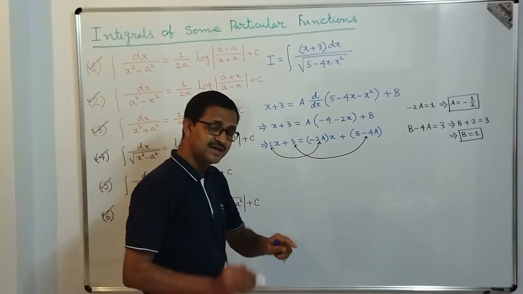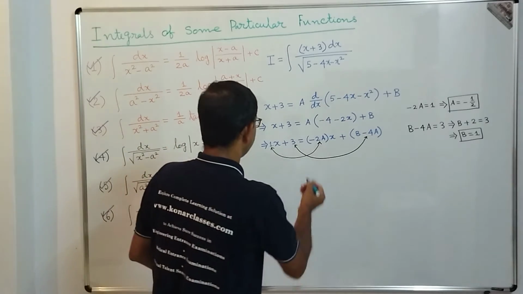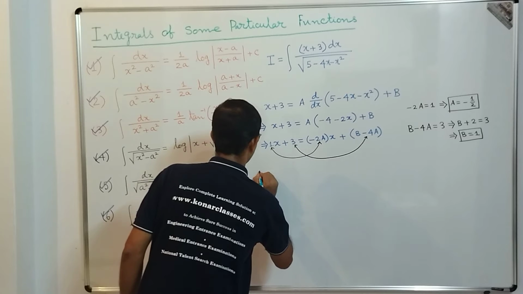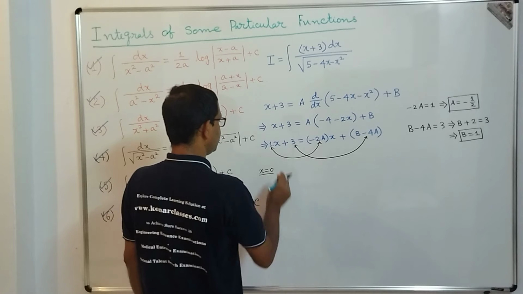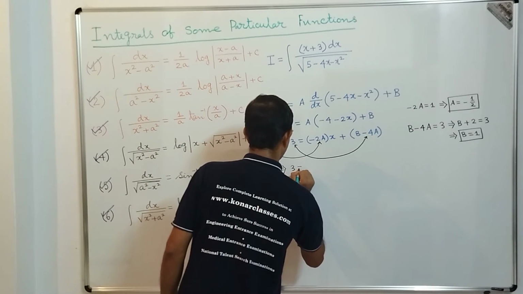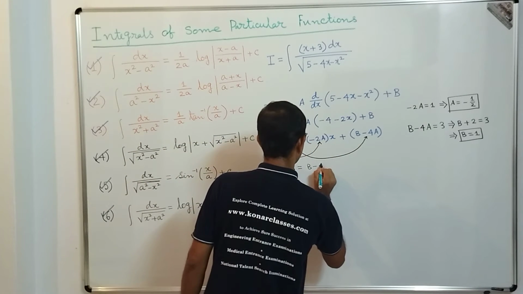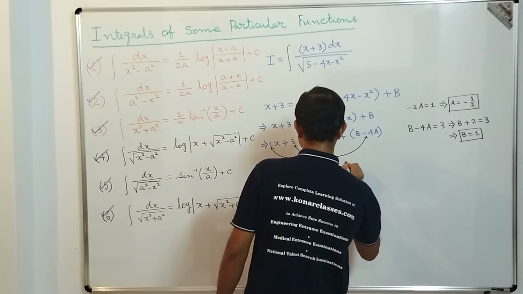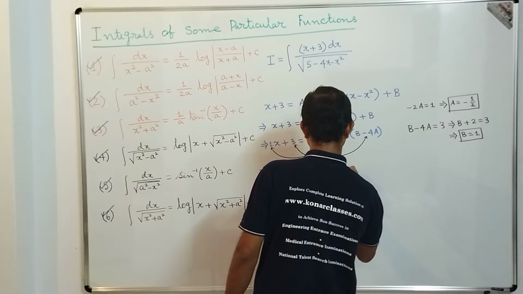As it is an identity, it can be true for any value of x. So you can apply any value of x here. Suppose we apply the value of x equal to 0. Then the left hand side will be 3 and the right hand side will be b minus 4a. So 3 is equal to b minus 4a. This is one equation.